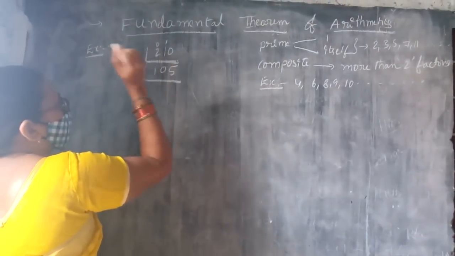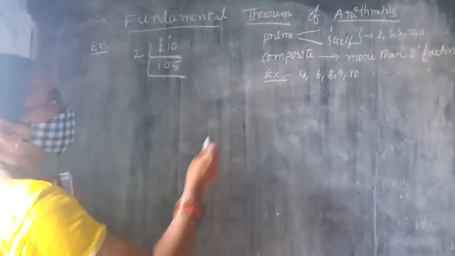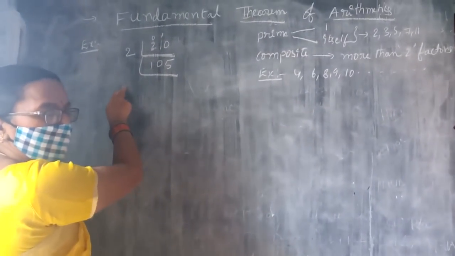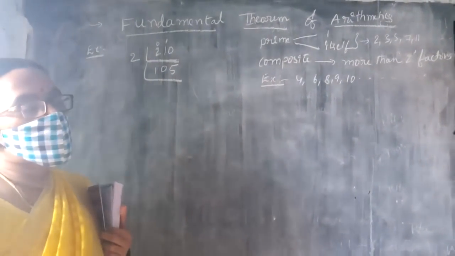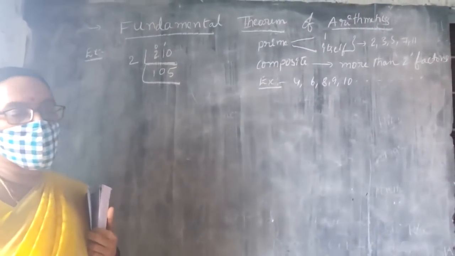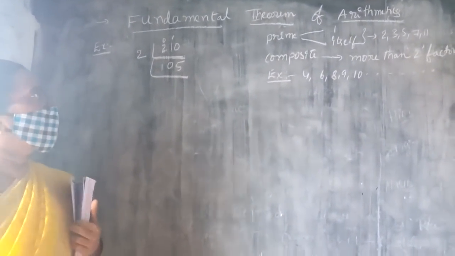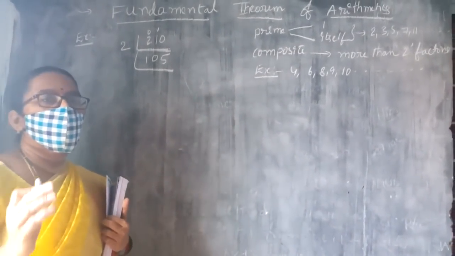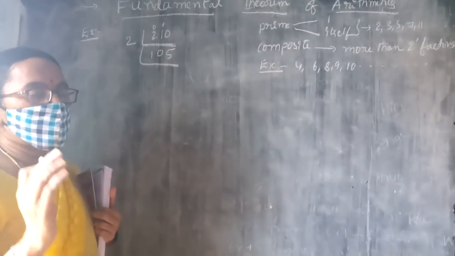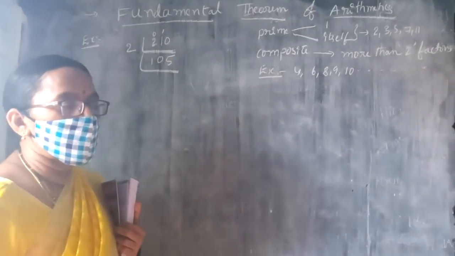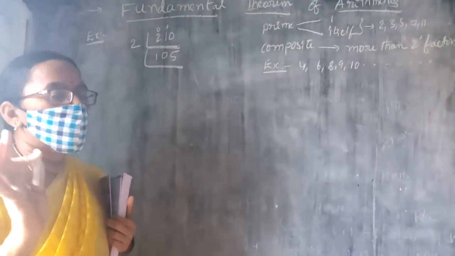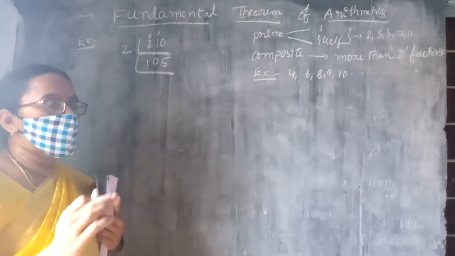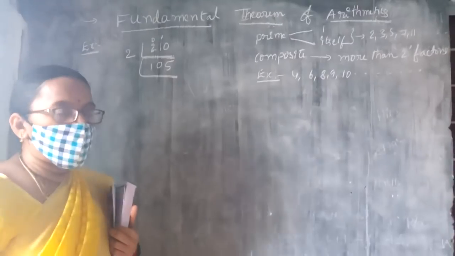Okay. Next. Go for the first prime number, 2. 105 is not divisible by 2. We know the divisibility rule of 2. What is the divisibility rule of 2? If a number has 0, 2, 4, 6, or 8 in its ones place, then the number is divisible by 2. Here the ones place digit is 5, so this number is not divisible by 2.